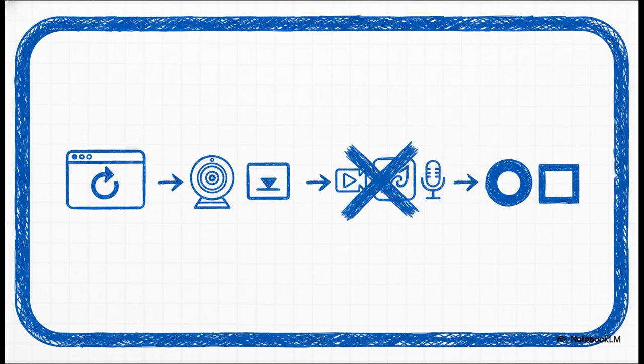First, the oldest trick in the book, just try refreshing the page. If that doesn't work, make sure you've actually selected the right camera from the drop-down menu. And this is a big one. Close any other apps like Zoom or Teams that might already be using your camera. If all else fails, just try a different browser.